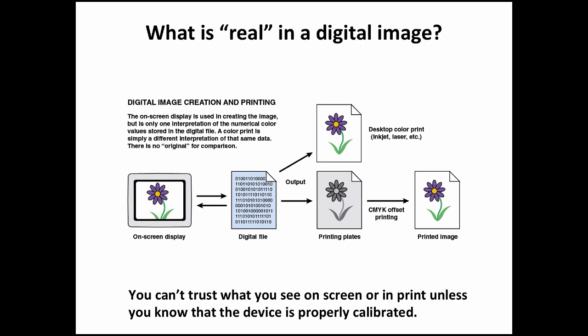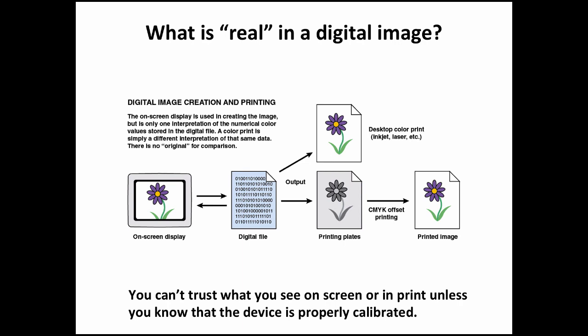The only way to control this process and guarantee that what you see on screen and what you see in print are accurate translations of the digital file is to properly calibrate all of your equipment. You need to calibrate your monitor so that you can trust that what you see on the monitor is a truly accurate representation of the digital file. And you also have to calibrate printers to make sure that the printers are also accurately translating the numerical values in that digital file.